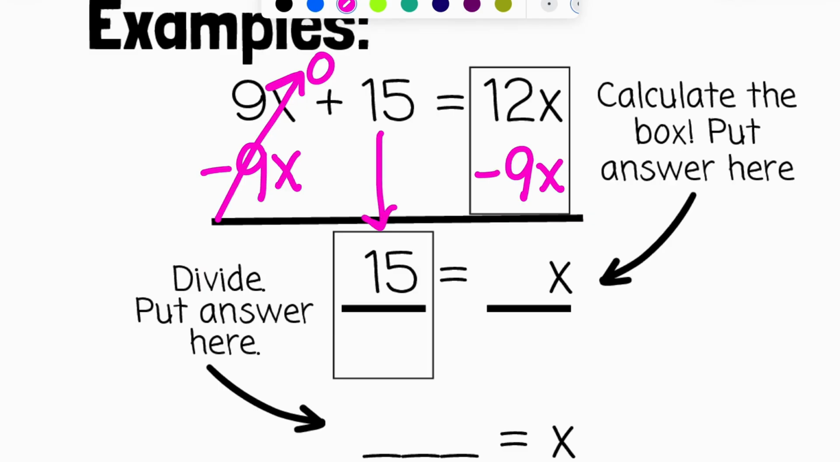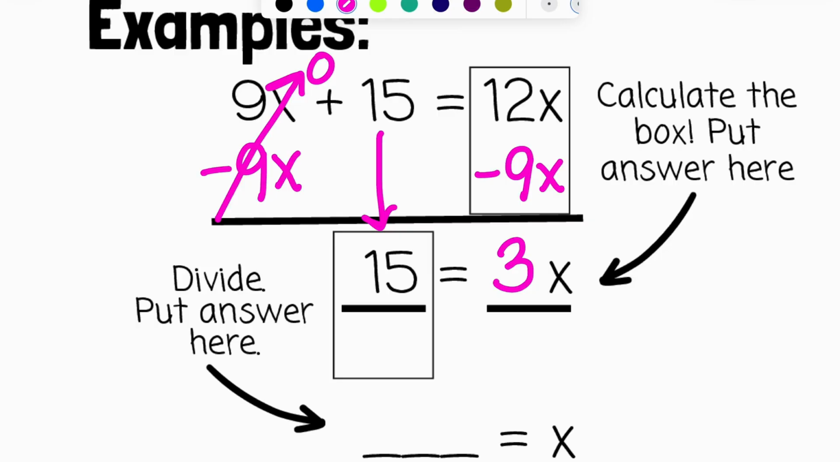Our goal is to still make a zero pair. So if I have positive 9x, I need to subtract 9x. Do it there and in your box. Okay, 9x minus 9x. That is 0. So that's what we wanted to happen. So you can see I brought down my 15 and then calculate your box. So 12x minus 9x is 3x.